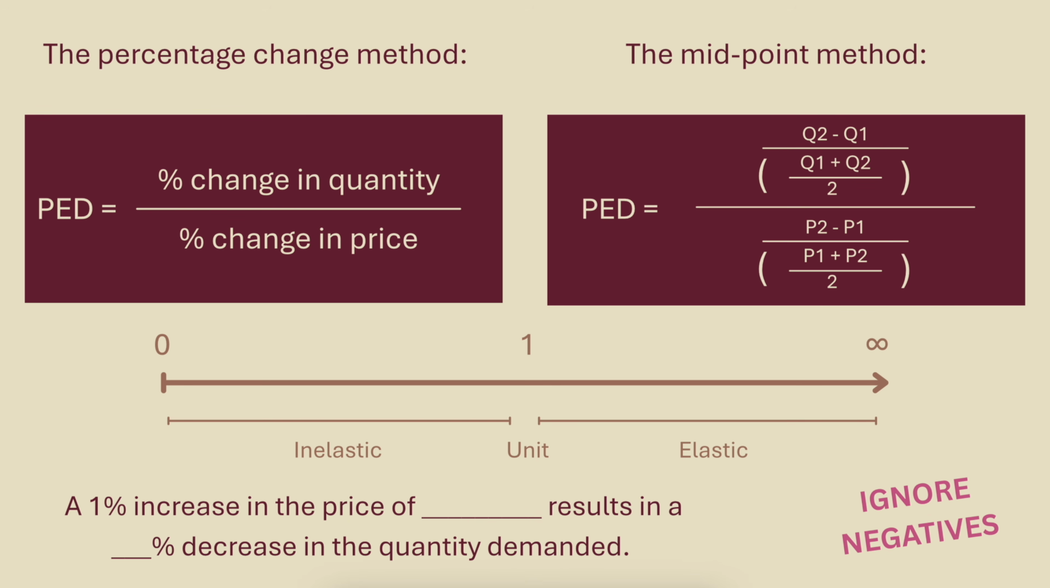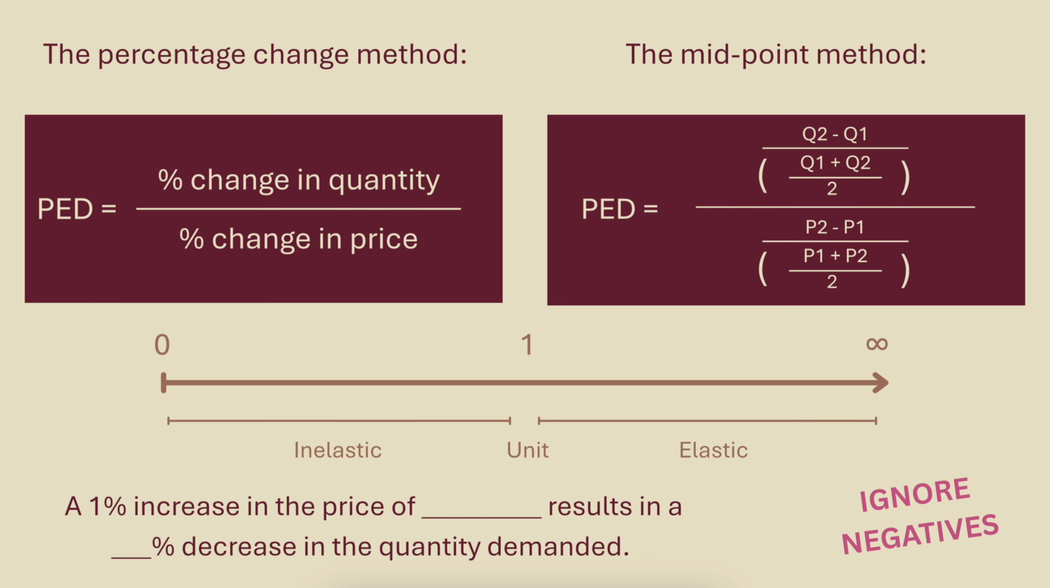Here's a summary. We have two common methods here to calculate price elasticity of demand: the percentage change method and the midpoint method. If your test is closed book, you will need to memorize these two formulae. I recommend using flashcards to help.